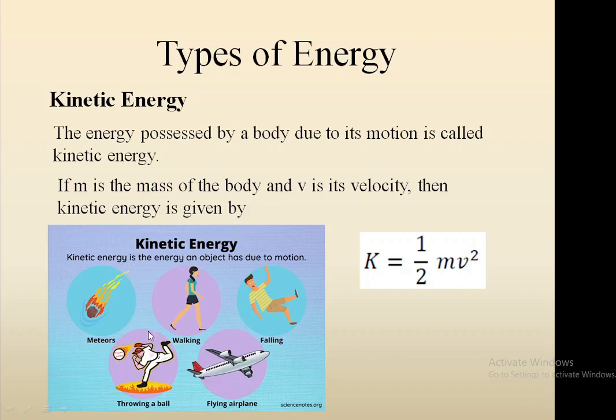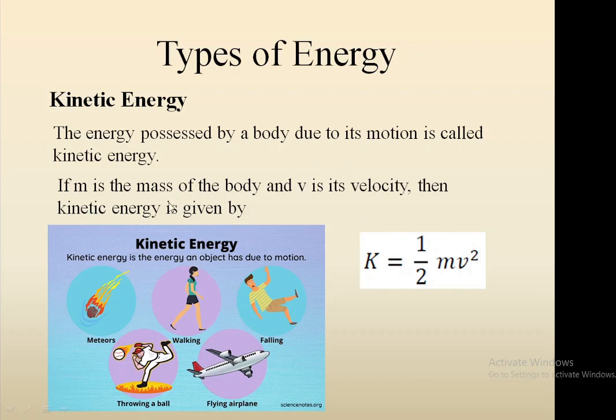Here the meteors are coming from outer space to the Earth's atmosphere, and when they hit the ground, it makes collisions with the ground and causes some damage. Also when you are walking, falling, throwing a ball, and in moving vehicles, all of them are in motion and have the capacity to do some work.